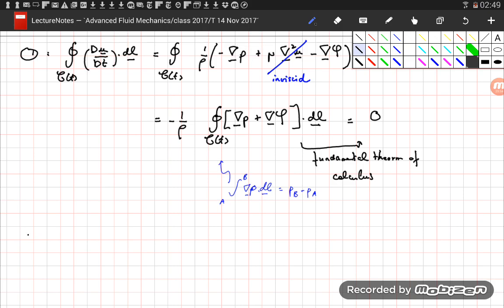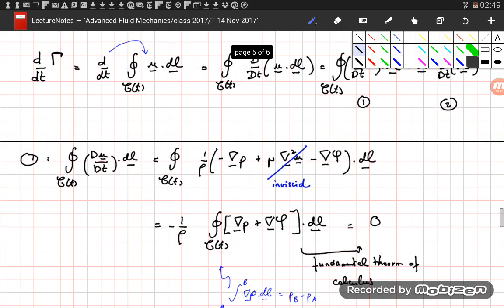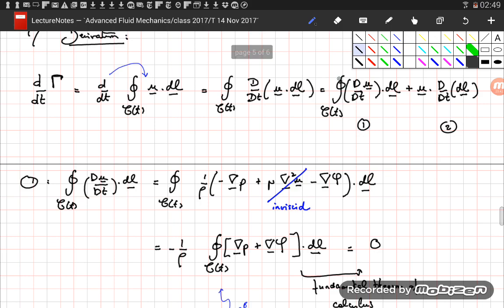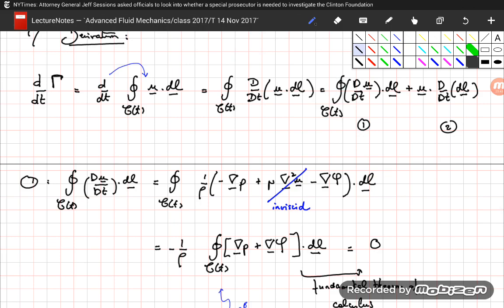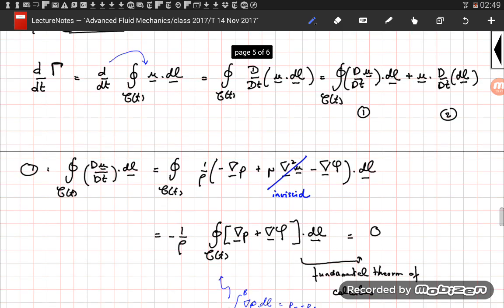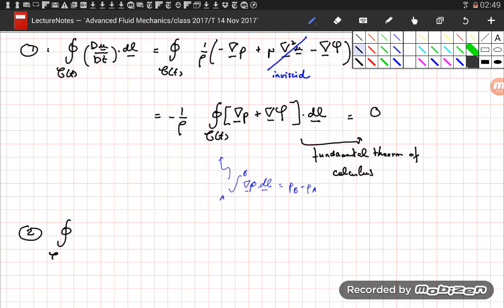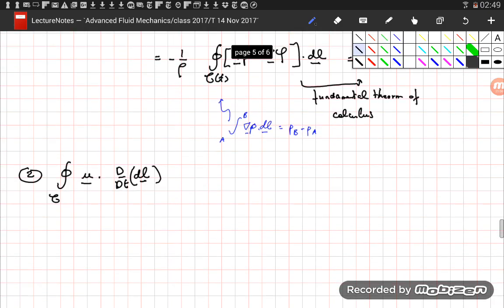Now, the second term is the integral along a closed contour of u dot the material derivative of dl. And now it's not easy to see what this term here represents. So let's make that a little bit clearer. So let's zoom in on a little part of our contour.